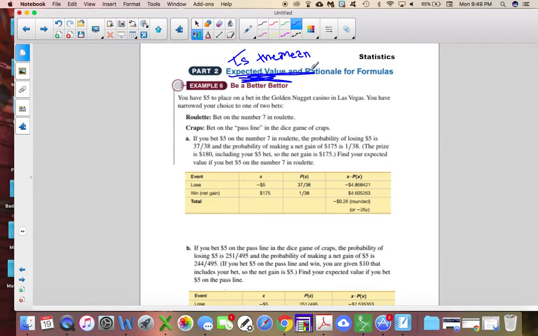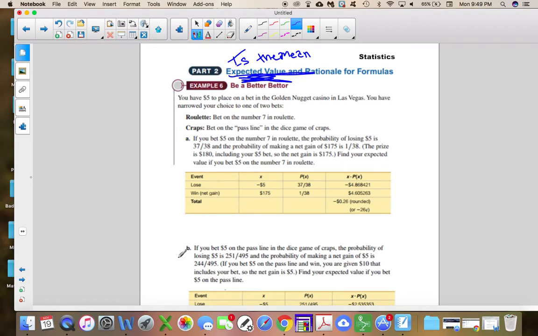So if I'm flipping 2 coins, on average I should get 1 heads. I would expect that 1 would be heads and 1 would be tails. Okay, it's not always going to be that way, but my expected value is calculating the mean, figuring out what that average is.